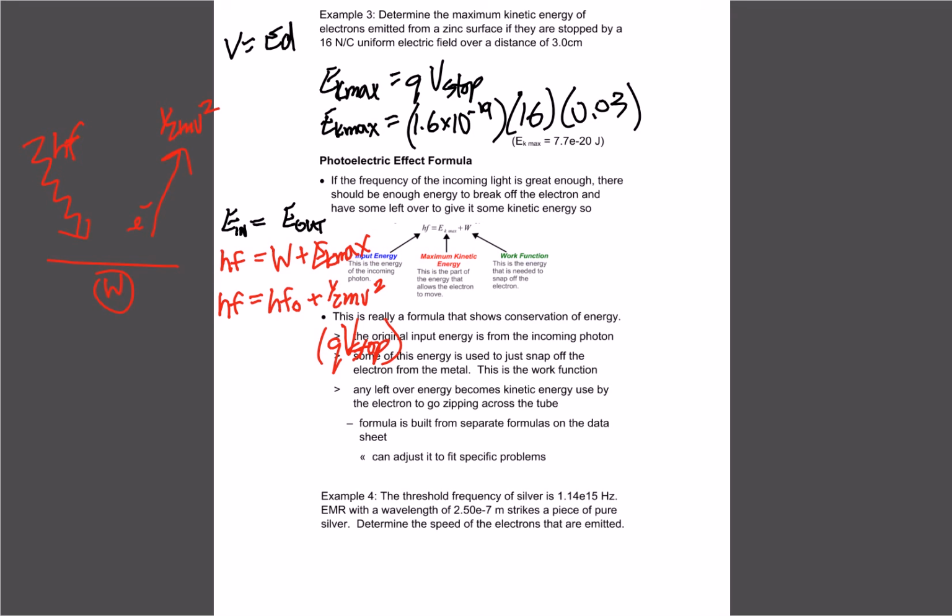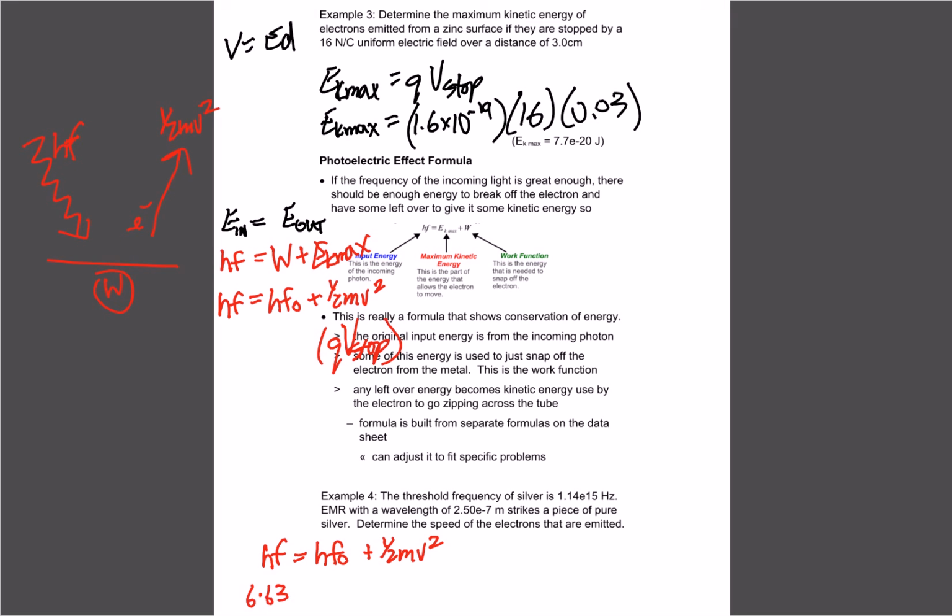So for this next example, it says threshold frequency, and we have EMR coming in. It's asking for our speed of electrons going out. So we need to go HF coming in, HF0 for the work function, and then 1/2 mv squared for the electrons going out. So we just need to plug all those in.